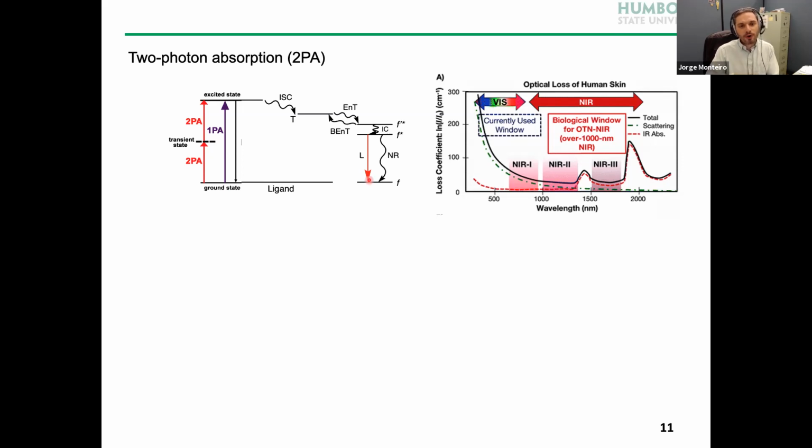In a 2-photon absorption process, you are going to split the absorption in 2 parts. So you're going to first get halfway and populate a transient state. So that's a very short-lived state. And then with a pulsed laser, you are going to pump a 2nd photon and populate the excited state. Energy is going to be transferred and then emission again.